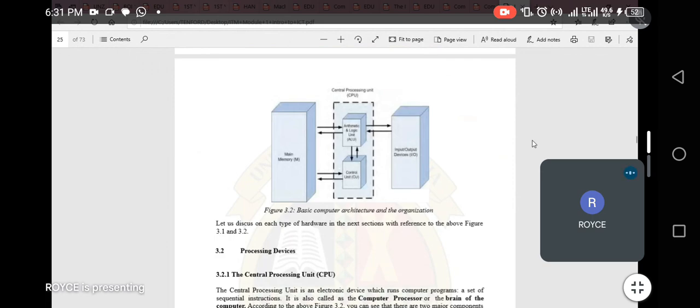So basically, that is the architecture and organization of a computer, how the parts interact with each other. On top there, we have the main memory, and in between we have the central processing unit. We are going to discuss this in depth. The central processing unit has the ALU, and also the CU, which is the control unit. And then at the end here we have the input and the output.